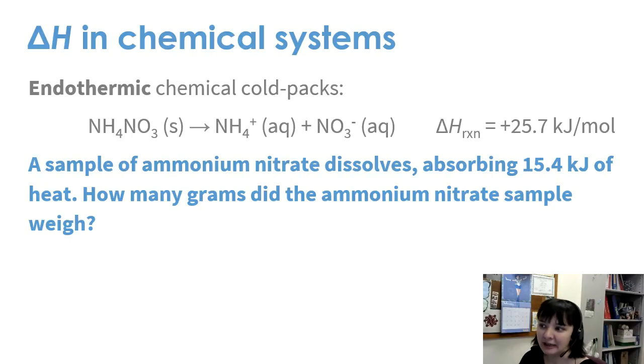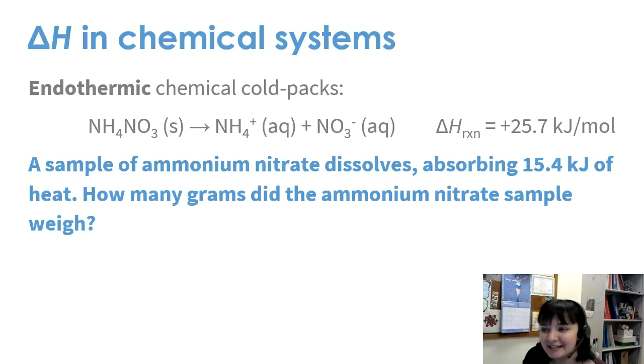But anyway, just an aside there. Let's look at this example where I have a sample of ammonium nitrate dissolving, which absorbs 15.4 kilojoules of heat. My question here is, how many grams did that ammonium nitrate sample weigh? This is the opposite version of our last example. Go ahead and try to set this one up. Think of it as a conversion factor problem, maybe starting with your 15.4 kilojoules. How can you then convert that into grams of ammonium nitrate? Go ahead and take a moment on that, and then we'll go over it in a little bit.